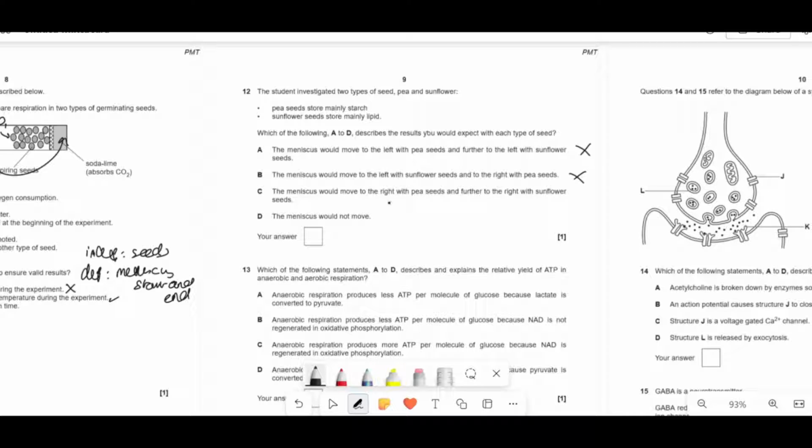The meniscus would move to the right with pea and then further to the right with sunflower seeds. That must be the case because these were comparing starch versus lipid. Well, lipid can store more glucose per unit volume than starch. So if they're breaking down the lipid into glucose, they're going to be respiring more, so they're going to move more to the right, so it's C. The meniscus would not move is incorrect because they're both going to eventually make glucose and then be used to respire. So it's got to be C.